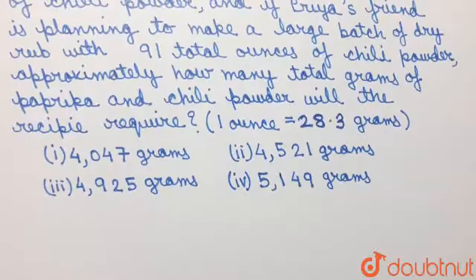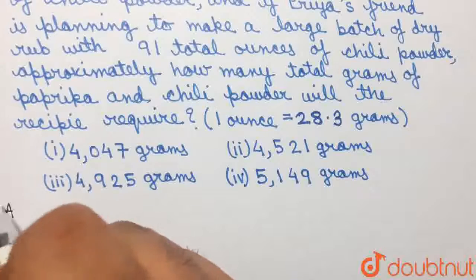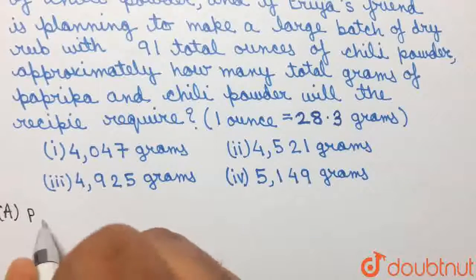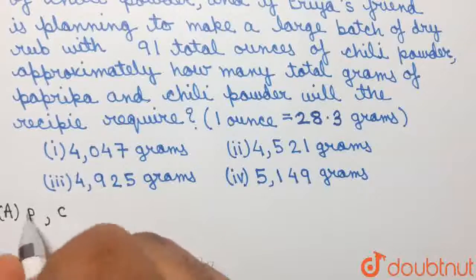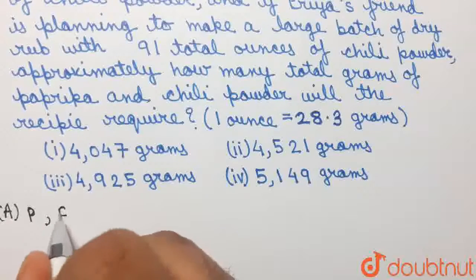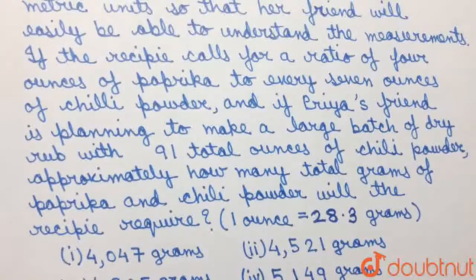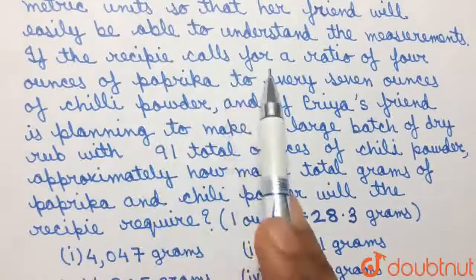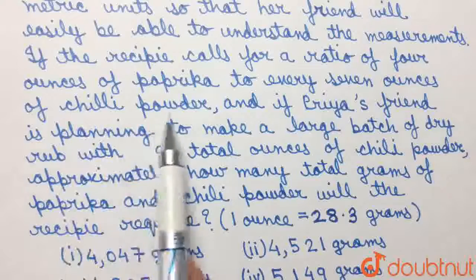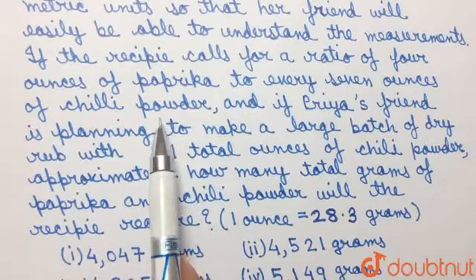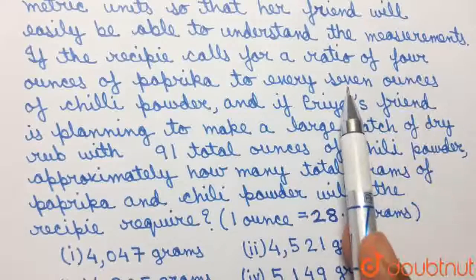Let us represent the total amount of paprika by P and the amount of chili powder by C. P stands for the amount of paprika and C stands for the amount of chili powder. Now as per the question, the recipe of the dry rub calls for a ratio of 4 ounces of paprika to every 7 ounces of chili powder. That is, the ratio of P and C should be equal to 4:7.